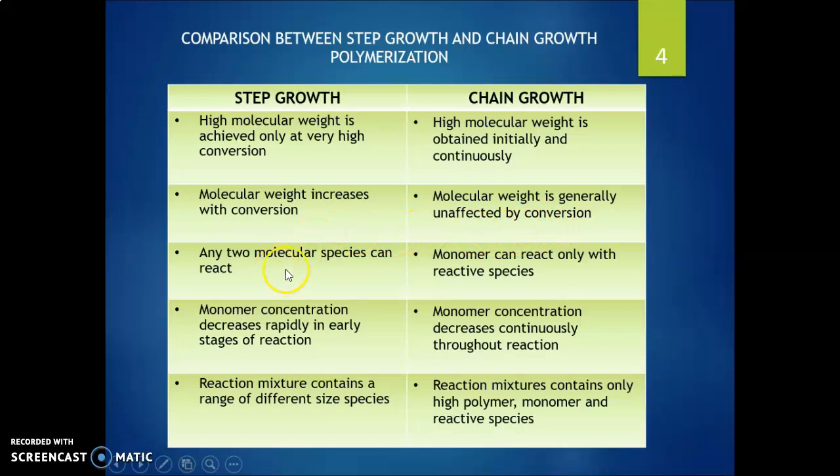For step growth, any two molecular species can react, but for chain growth, monomer can react only with reactive species. So there must be the presence of the initiator, which acts as the reactive species. In step growth, monomer concentration decreases rapidly in the early stage of reaction, while for chain growth, monomer concentration decreases continuously throughout the reaction. The last one, in step growth the reaction mixture contains a range of different size species. For chain growth, the reaction mixture contains only high polymer, monomer, and reactive species.